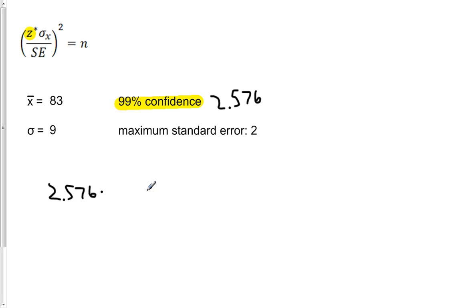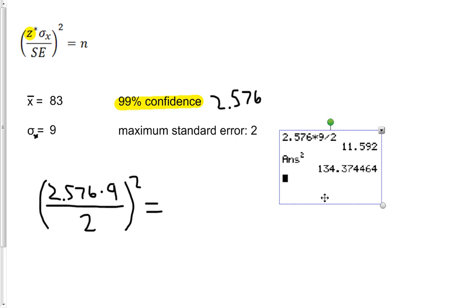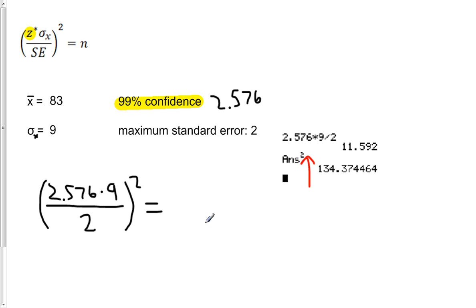And that's going to be multiplied by our standard deviation here, sigma. Again, that's referring to the population. So times 9, all over our maximum standard error of 2. And that whole side is going to get squared. So let's take out our calculator and see what we're going to get for n. 2.576 times 9 divided by 2. Square that whole side. And 134 point something. And we always, always, always round up. So we're going to get a sample size of 135.